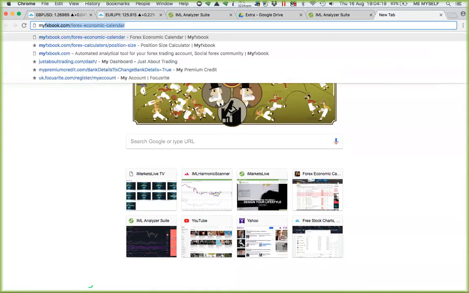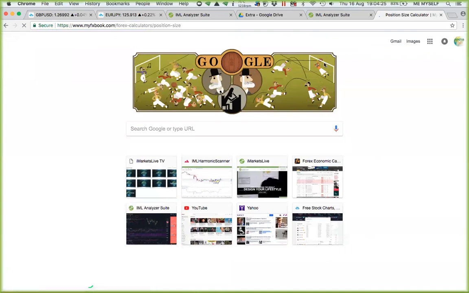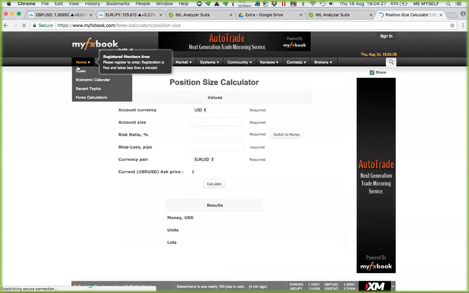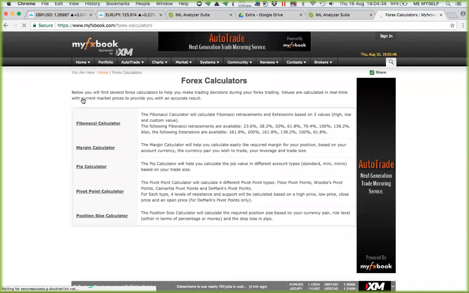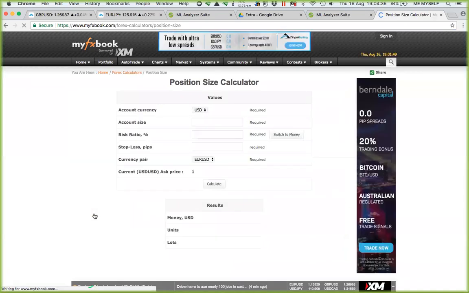Now, if I go to my FX Book position size calculator, I'll show you how to get to it. It's just myfxbook.com. Go to Home, Forex Calculators, and go to Position Size Calculator.